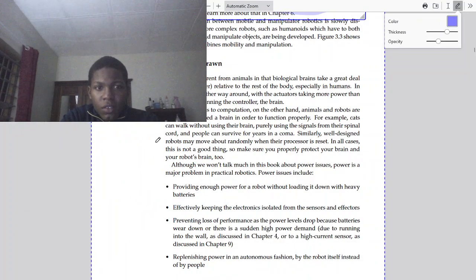So let's continue. Brains and brawn. Cats can walk without using their brain, purely using signals from their spinal cord. Similarly, well-designed robots may move around randomly when their processor is disabled. Okay, this is not a good thing, so make sure you protect your brain, and the robot's brain too.